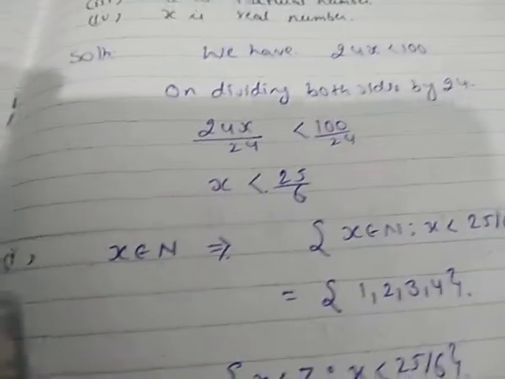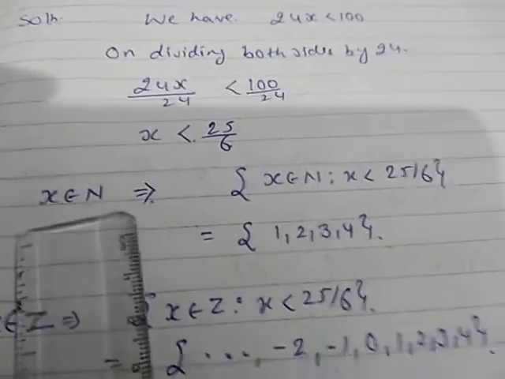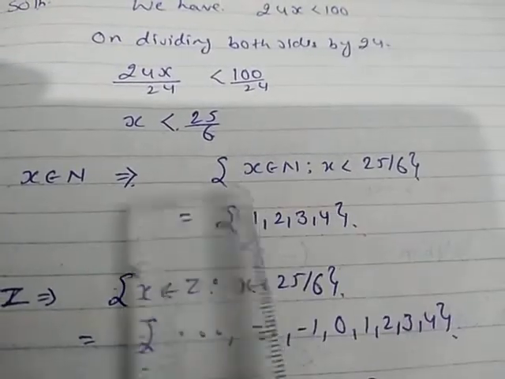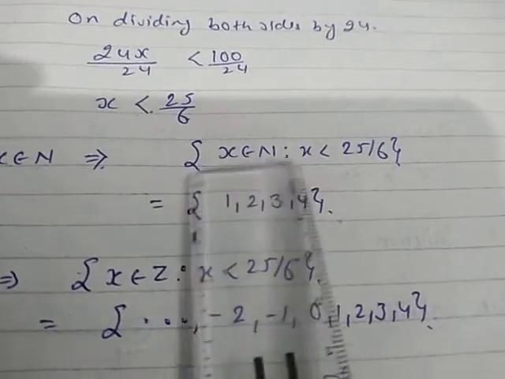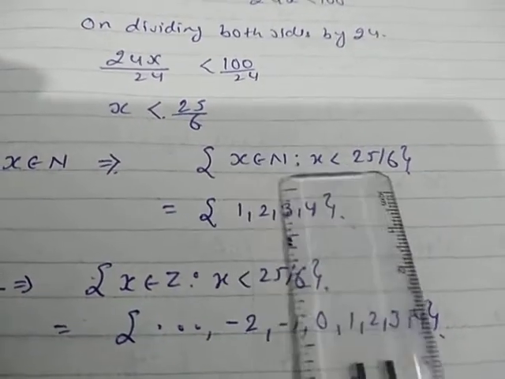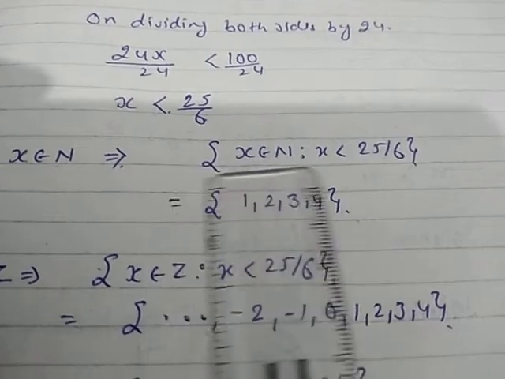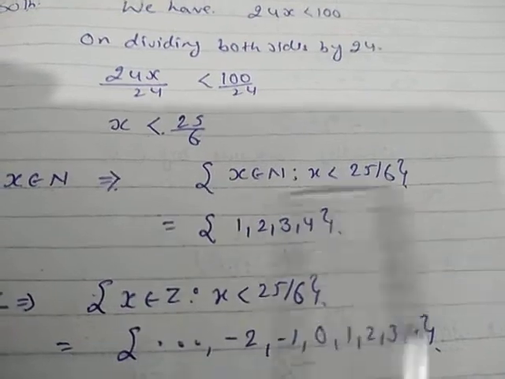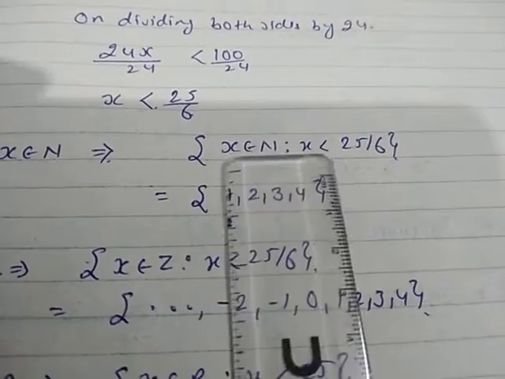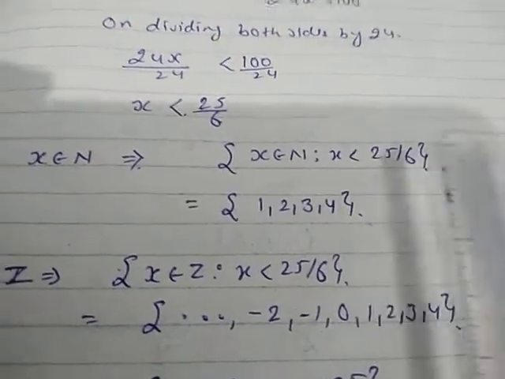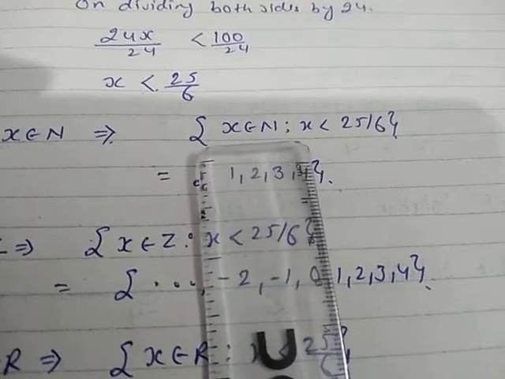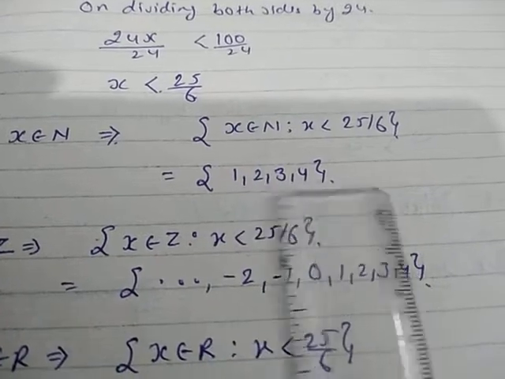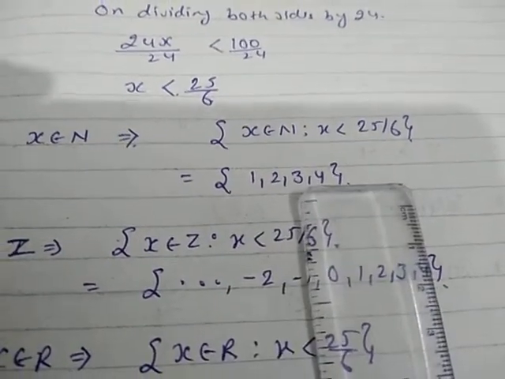Now as per the given condition, x belongs to natural number. That implies, children, under curly braces, x belongs to natural number such that x is less than 25 by 6. This is the set builder form representation. Now the roster form: x is less than 25 by 6 and x belongs to natural number. That means under curly braces 4 solutions are valid: 1, 2, 3, 4.